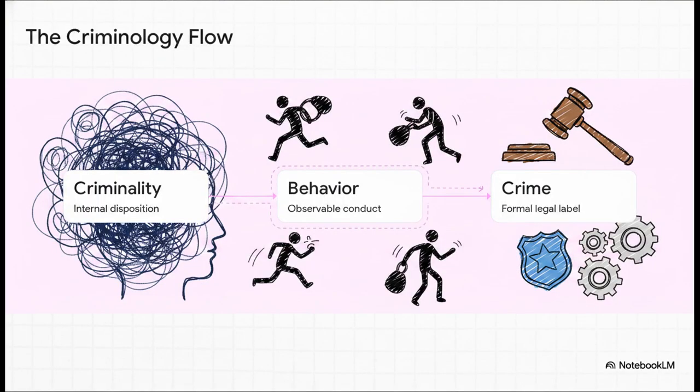To really lock this into your memory, let's just follow this simple chronological chain. Step 1 is criminality. That's the internal psychological disposition. That disposition then leads to step 2, criminal behavior, the actual observable conduct out there in the real world. And finally, society occasionally steps in and applies step 3, crime, which is the formal legal construct and label placed upon some of those behaviors.